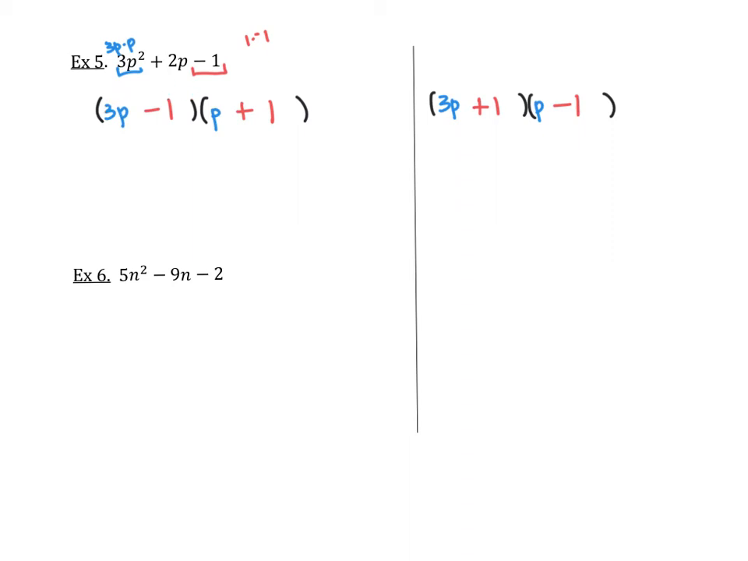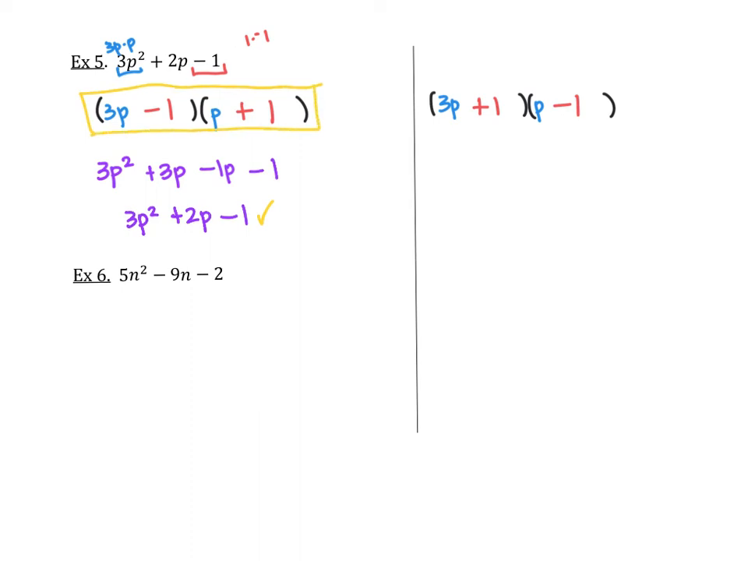So 3p times p, 3p to the second. And again, if you prefer the box, do the box. 3p times 1, 3p. Minus 1p, and then minus 1 times positive 1 is negative 1. 3p to the second, 3p minus 1p is 2p. Okay, yes, I finally got it right the first time. Okay, so this is the correct answer.